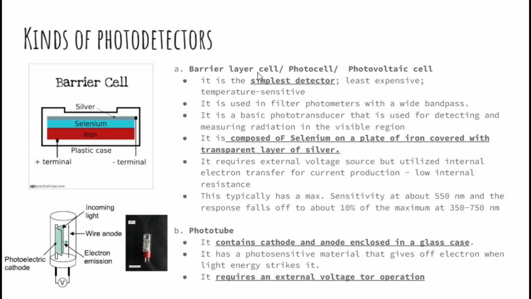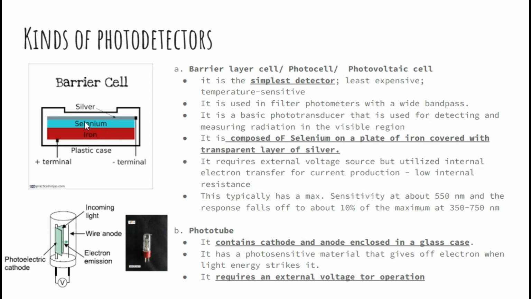We have your barrier layer cell, photocell, or the photovoltaic cell. This is the simplest detector, least expensive but temperature sensitive. It is used in filter photometers with a wide band pass. It is a basic phototransducer that is used for detecting and measuring radiation in the visible region.